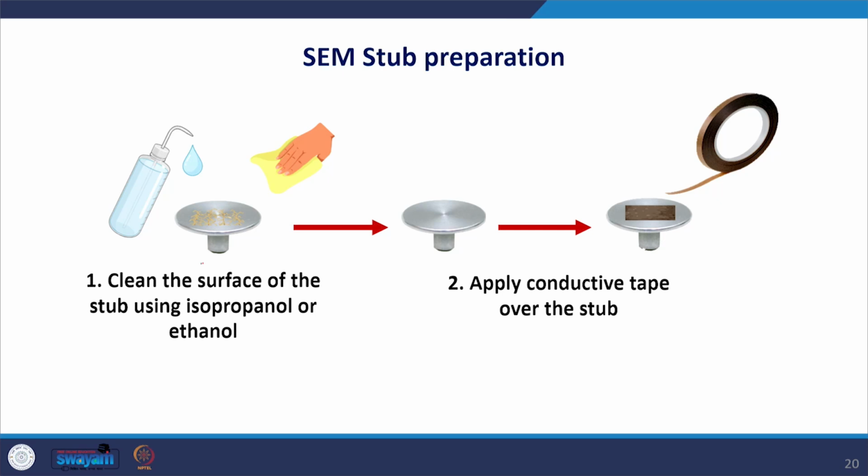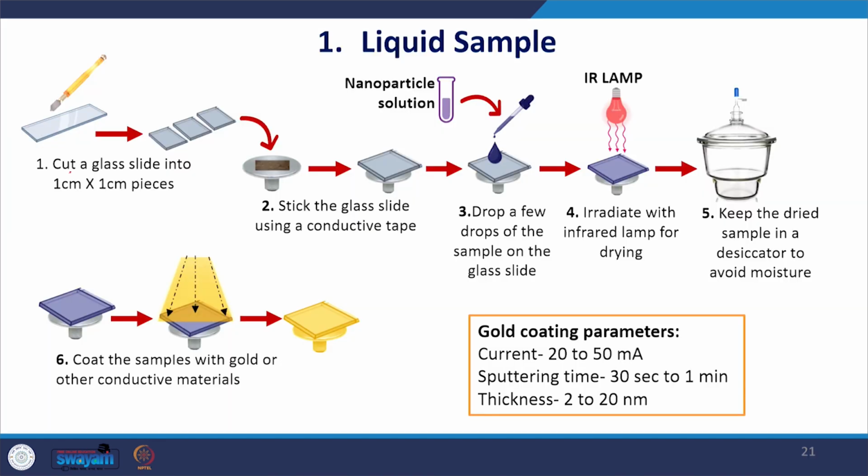Let us learn how to prepare a sample for the SEM analysis. The first one is you have to clean the stub. Clean the surface of the stub using isopropanol or ethanol. So, this is the stub, we have to clean it with the isopropanol or ethanol and apply the conductive tape over the stub. If it is a liquid sample, cut a glass slide into 1 centimeter pieces, stick the glass slide using a conductive tape on the stub.